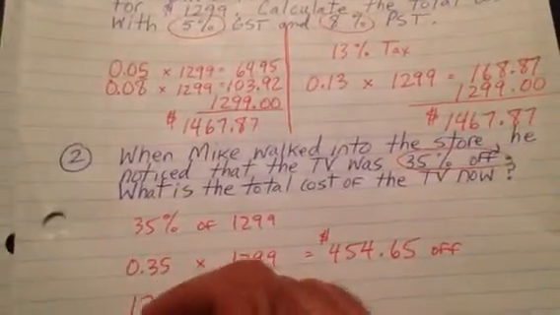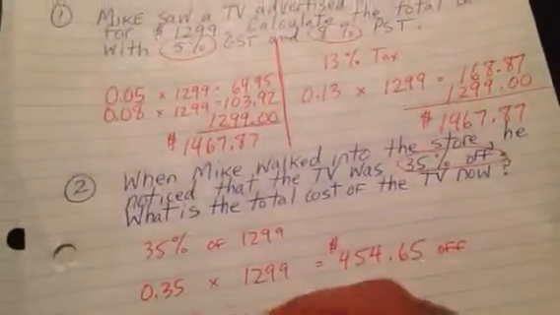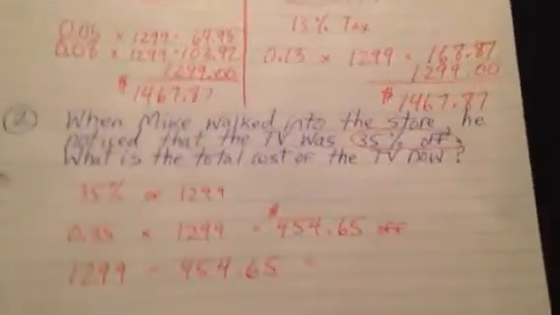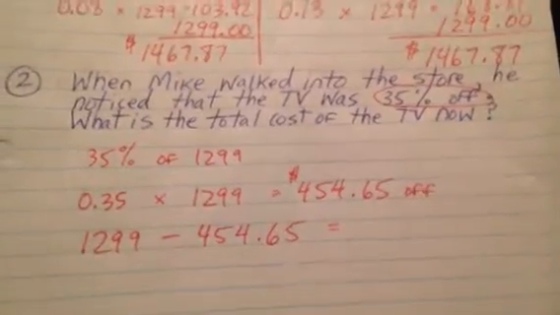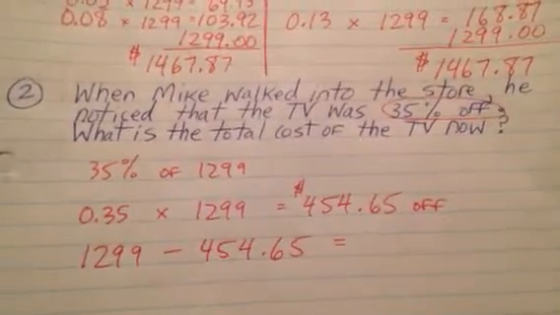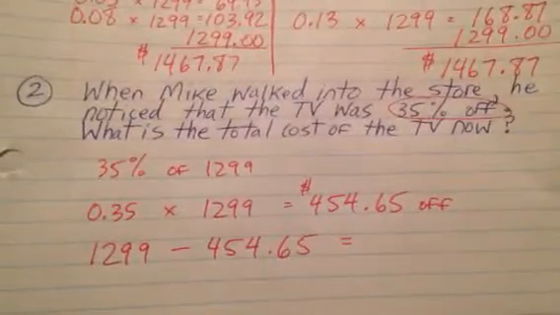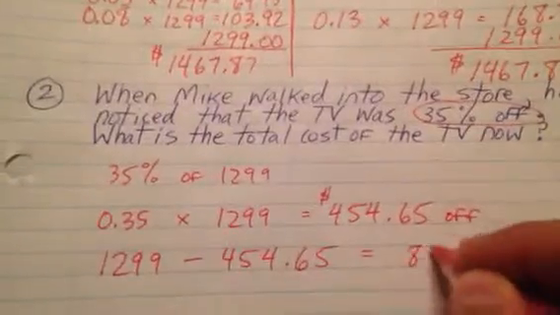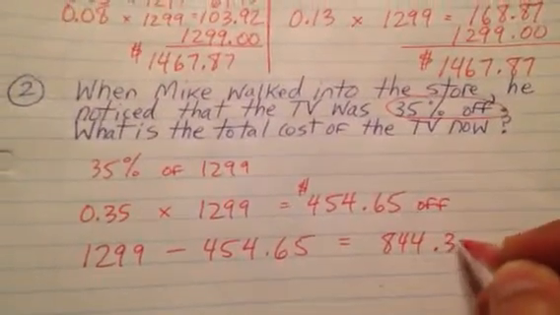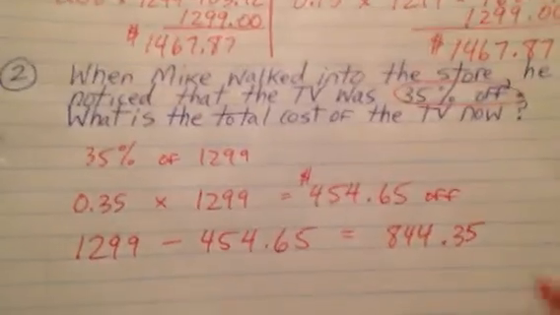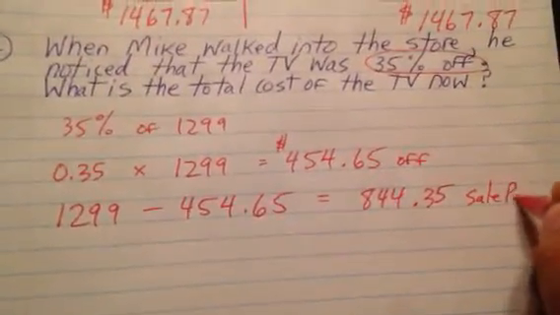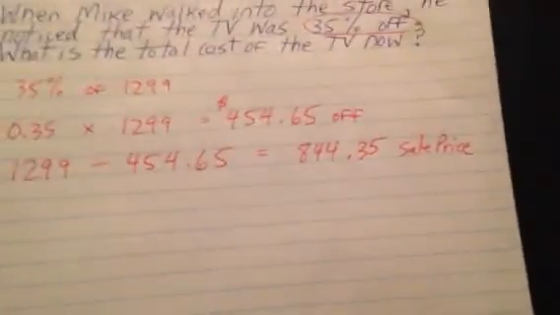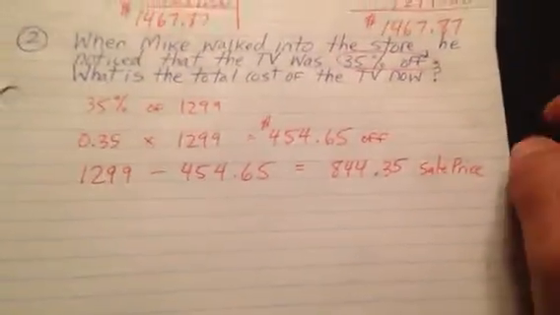So now we're going to subtract $1,299 minus the $454.65, and we can use a calculator for that since we're already using it. So $1,299 subtract 454.65, and you get $844.35. That is what we call a sale price. So right now, it is on sale for $844.35. So now we have to put the taxes on.